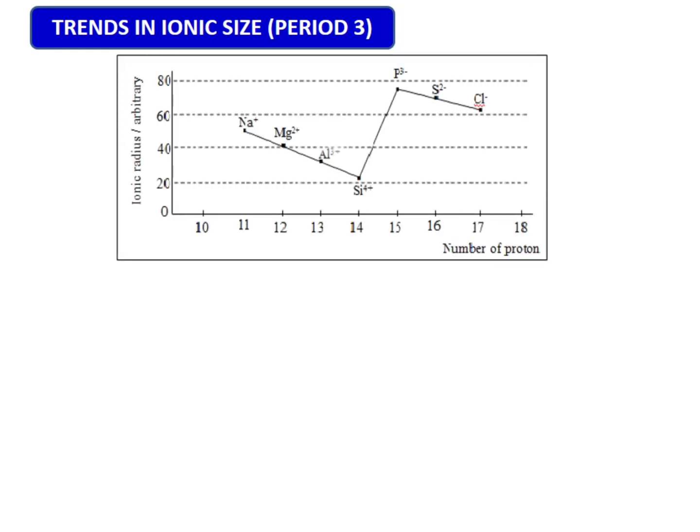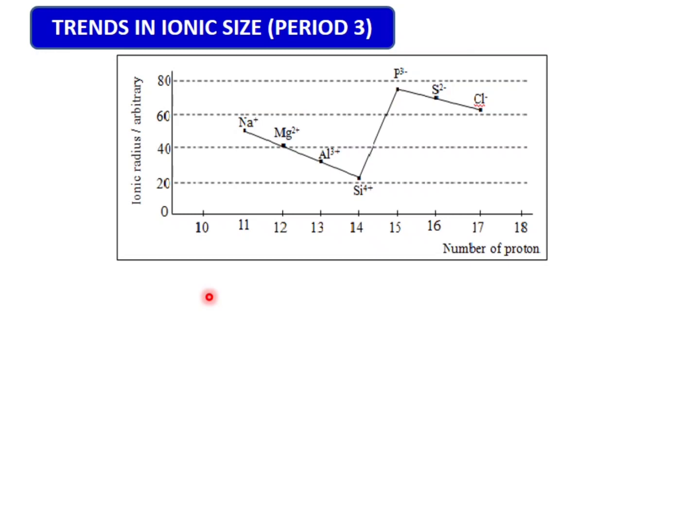Okay guys, so now we look at the trend in ionic size in more detail. I will focus on period 3, which starts with the sodium ion until the chlorine ion. If you look at this graph, you can see that starting with sodium, the ionic radii will decrease until silicon. After that, there is a great jump from silicon to phosphorus, and then it decreases again from phosphorus to chlorine.